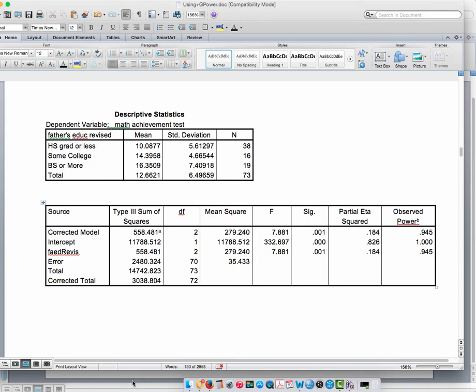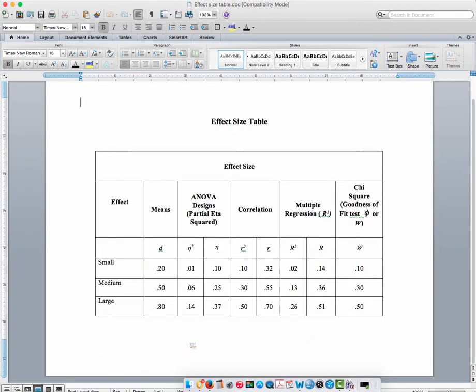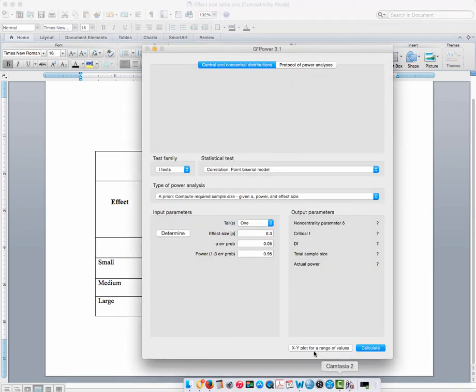If we look at our effect size table, there are times when we want to detect a smaller effect or a minimum effect with the idea that we hope to pick up a larger effect. So in this case, what if we were doing that same study with father's education, comparing math achievement means across those three groups, and we wanted to pick up a minimum effect size of 0.06 with the hope of picking up a larger effect? Well, we can use G*Power to determine that.